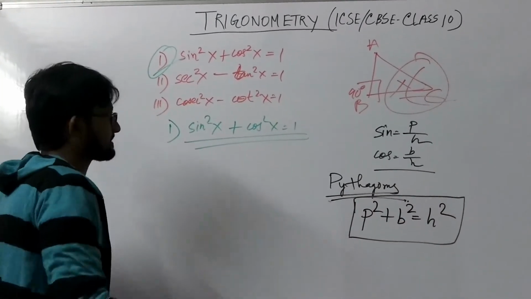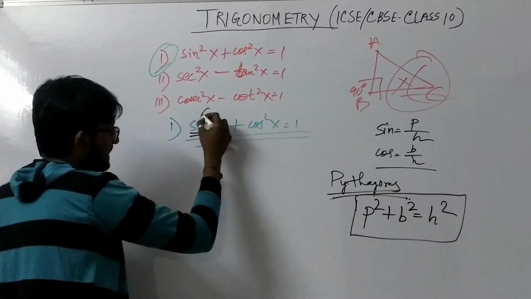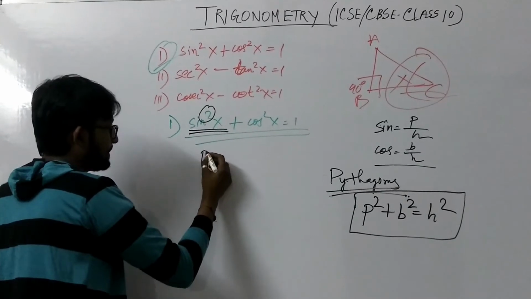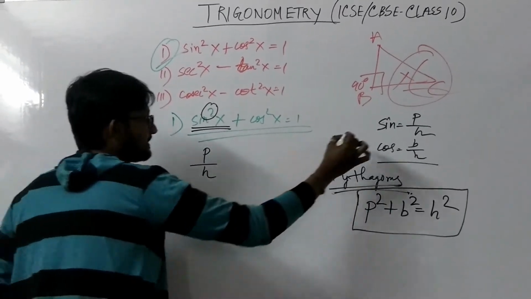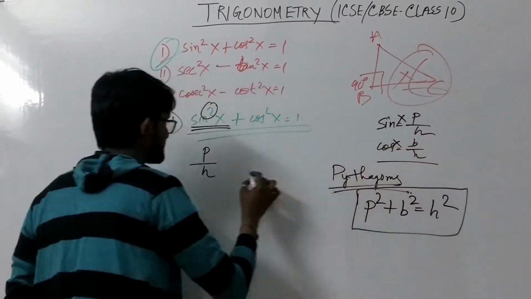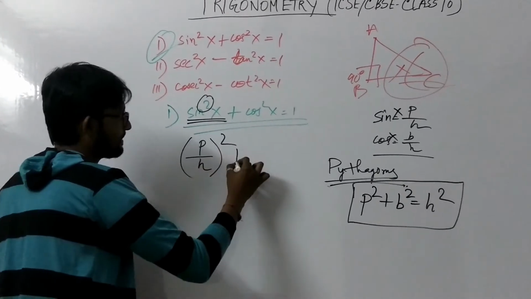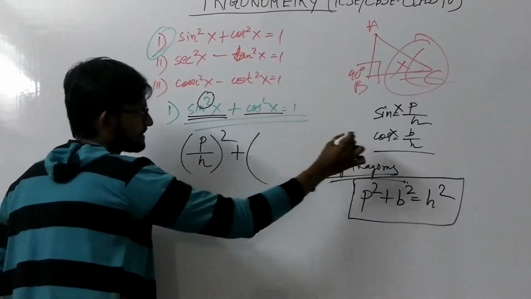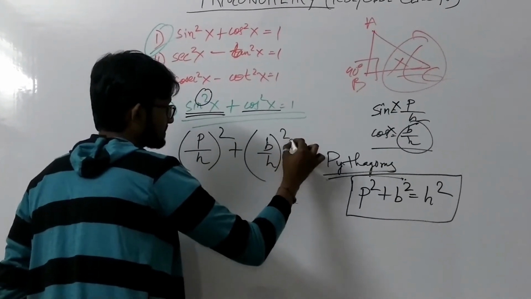So sine square x. P by H is sine x, and the square is over there. I'll write it over here as well. Sine x square comes as P by H whole square, plus cos, which is B by H, so B by H whole square will come as well.